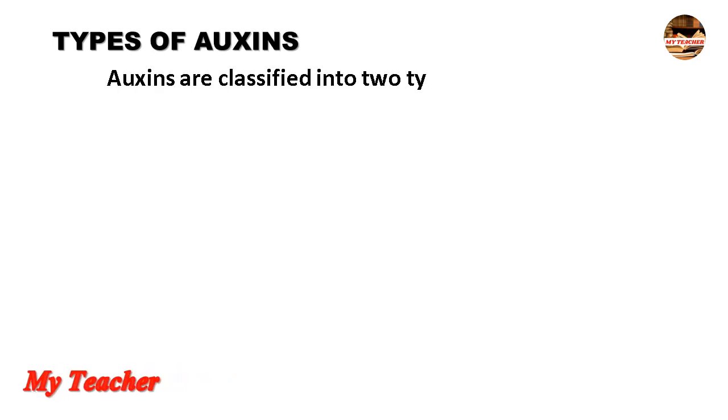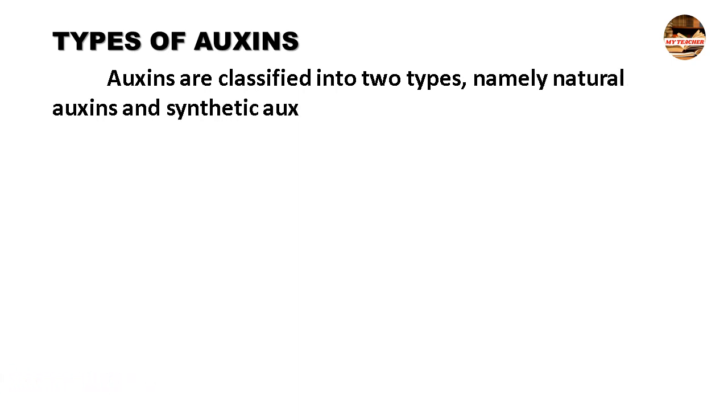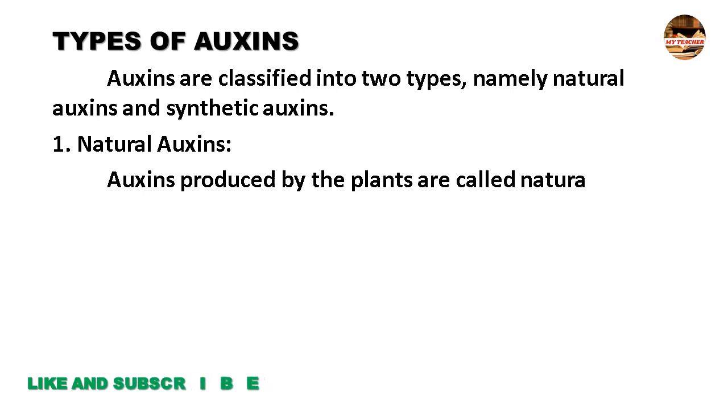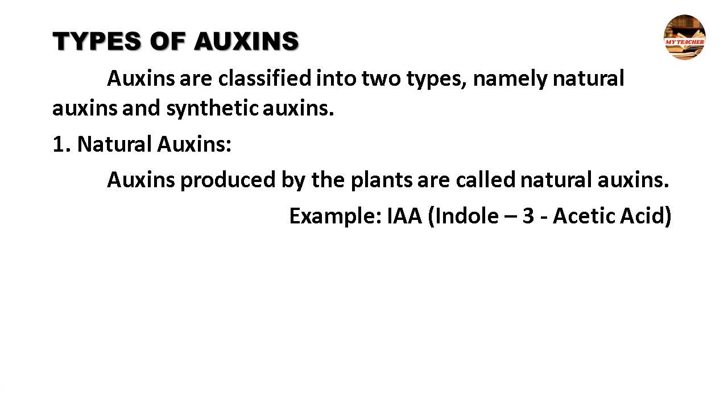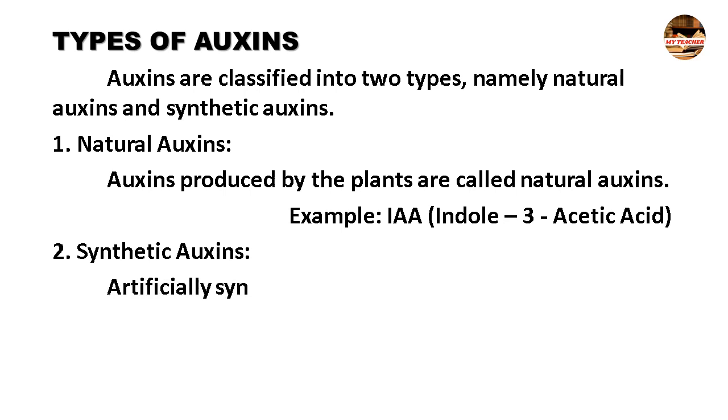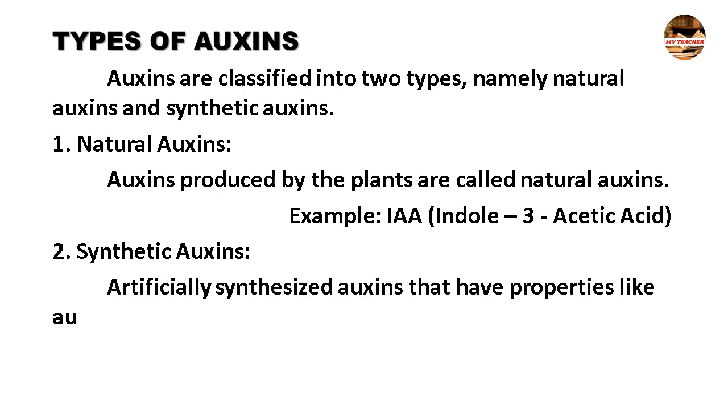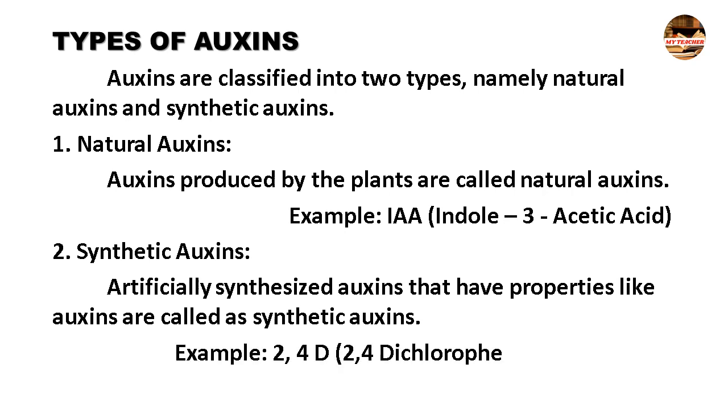Types of auxins. Auxins are classified into two types, namely natural auxins and synthetic auxins. First one, natural auxins. Auxins produced by the plants are called natural auxins. Example, IAA, that is indole 3 acetic acid. Second type is synthetic auxins. Artificially synthesized auxin that have properties like auxins are called as synthetic auxin. They are prepared artificially. Example, 2,4-D, that is 2,4-dichlorophenoxyacetic acid.